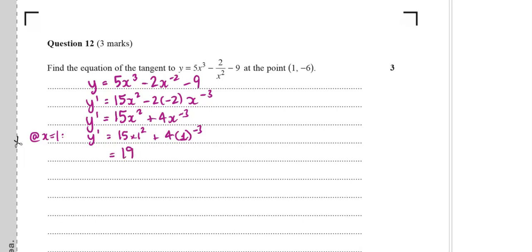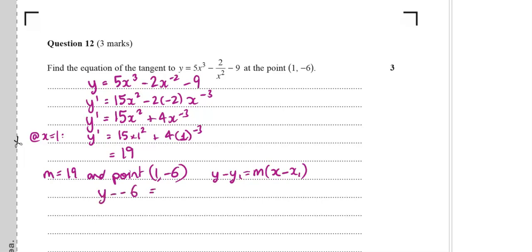So I know that I've got m equals 19 and a point, 1, minus 6. I can use the structure y minus y1 equals m times x minus x1. So I've got y minus minus 6 equals 19 times x minus 1. Y plus 6 equals 19x minus 19. My equation is y equals 19x minus 25.